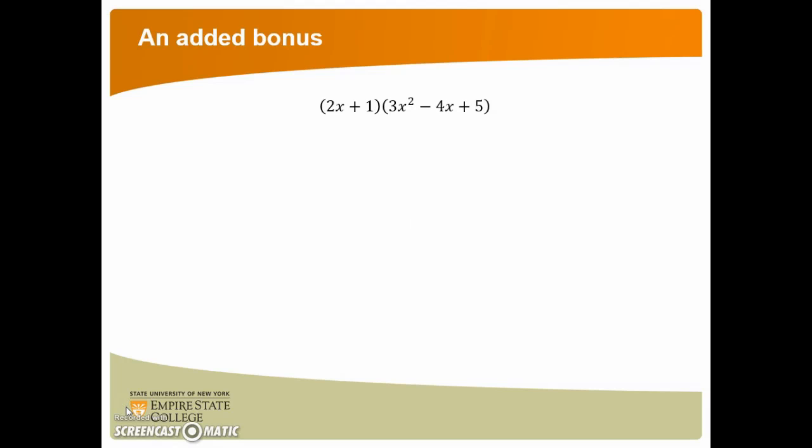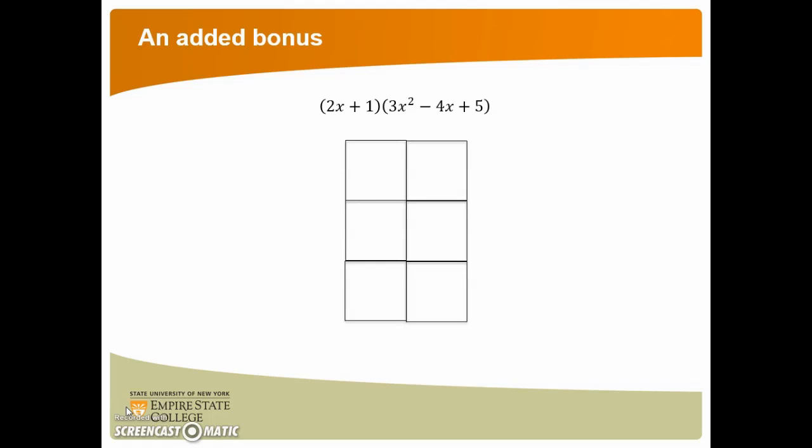An added bonus of the box method is that it can be used to multiply polynomials with more than 2 terms each. We just need to create a bigger box. For example, suppose we want to multiply 2x plus 1 by 3x squared minus 4x plus 5. When we draw our box, we want to ensure both of our polynomials fit. We have been putting the first polynomial on top, so we need to have 3 spaces going down the side. Write in the polynomials. Remember the minus sign for the minus 4x.